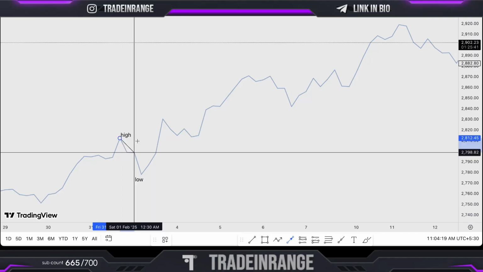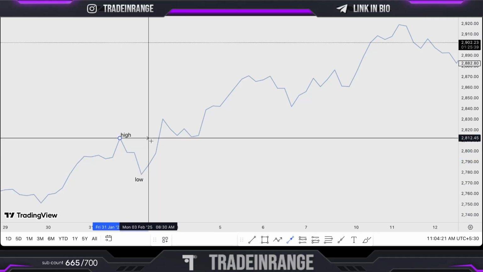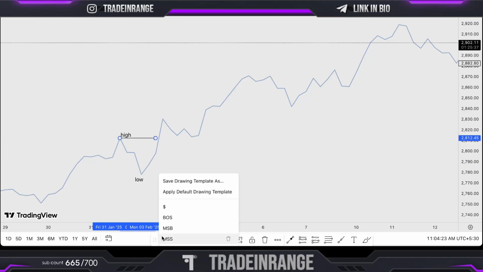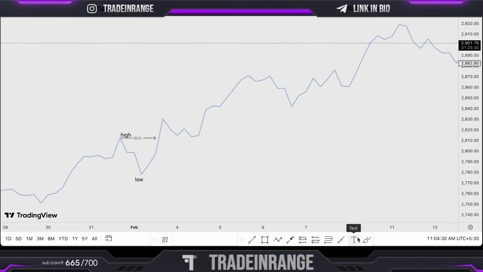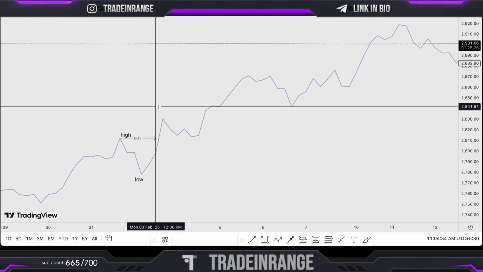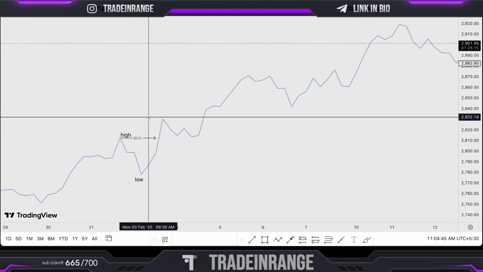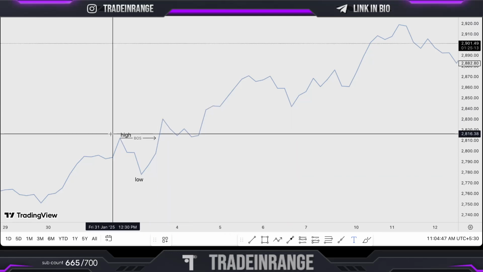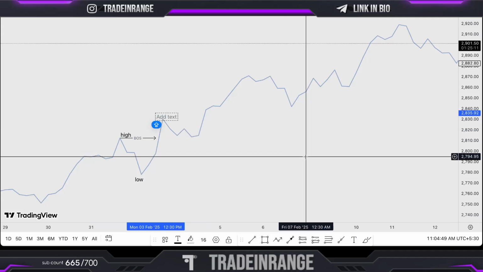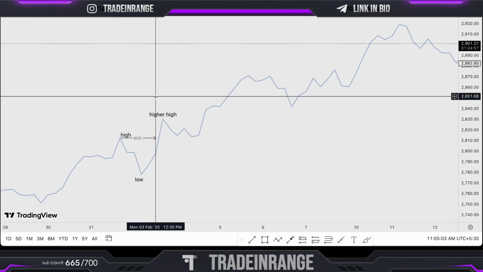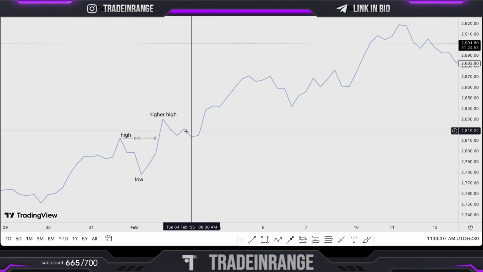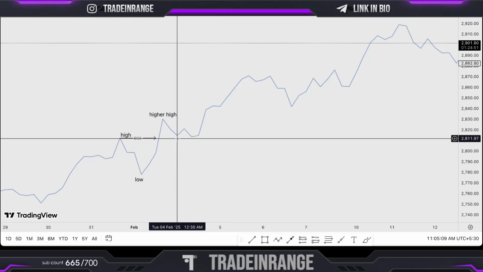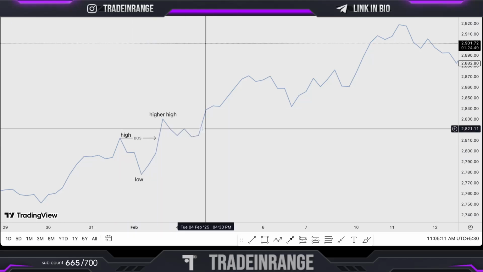So this high was broken over here, right? And I will name it as a break of structure. And after the break of structure, we will mark the next high as a higher high because it has formed a higher closing than this high. So we will name it as a higher high. And same as the higher high, we will mark this low as a higher low. Why? Because this low has been formed higher than this low.